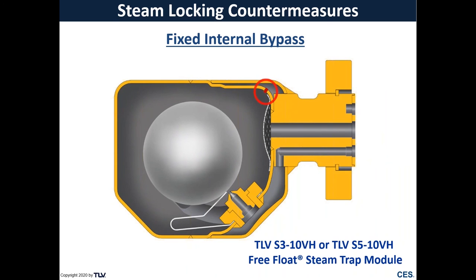This is basically a small passage shortcut between the trap steam space and the condensate space. So when a pocket of steam enters a trap that would otherwise cause it to lock shut, steam is able to pass through the fixed internal bypass, alleviating the steam lock and allowing condensate to continue flowing to the trap.